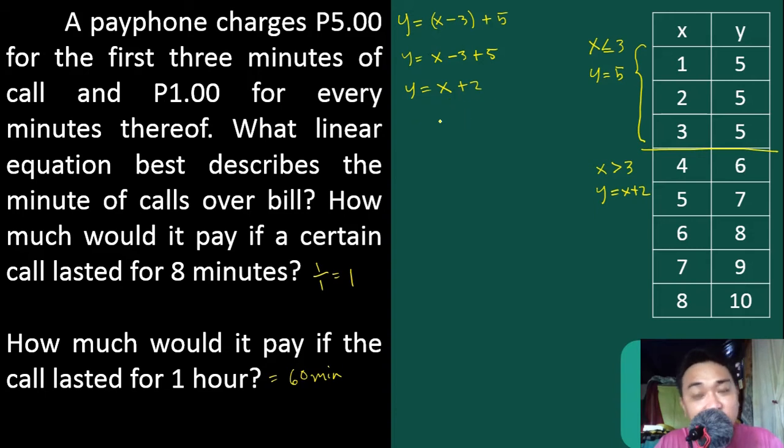Now, check natin kung tama yung equation natin. So, halimbawa nga, the value of x is 4. So, y is equivalent to 4 plus 2. Y is equivalent to 4 plus 2 is 6. Tama na siya, di ba? Tama na siya. Paano halimbawa kung the value of x is 8? Kamukha nung nandito sa problem, 8 minutes. y is equivalent to 8 plus 2. 8 plus 2 is 10, which is tama rin.